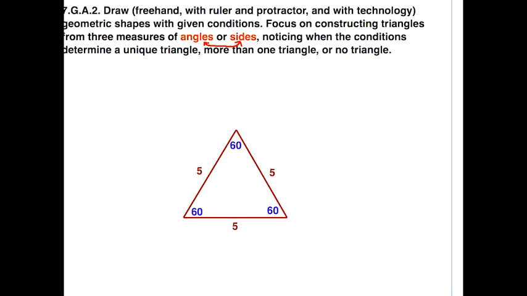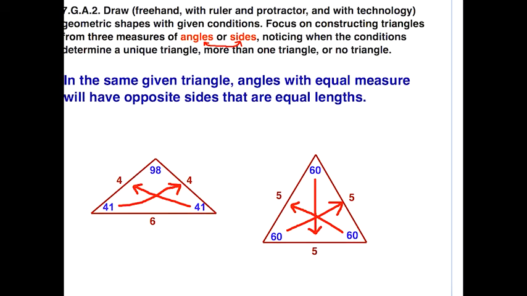Then we had that equilateral triangle where all the sides were 5, and we measured the angles to all be 60, and notice what happens here. Given some experience, the students here should be able to determine that in the same given triangle, angles with equal measures will have opposite sides that are equal lengths.